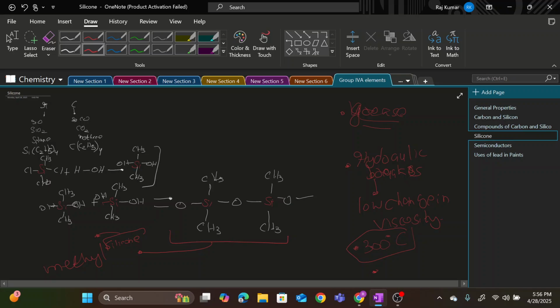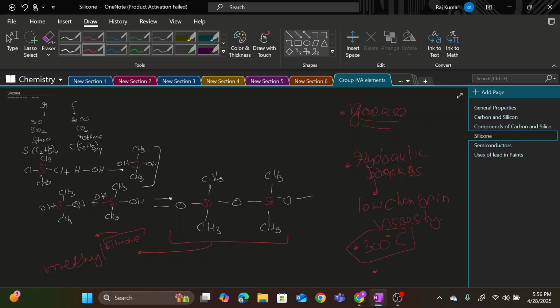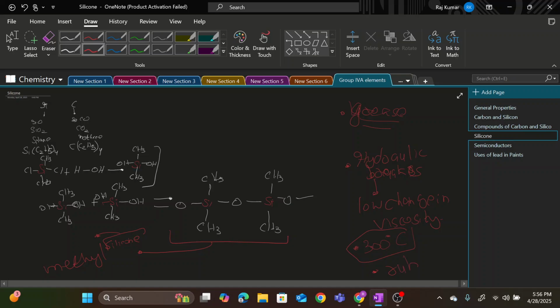And since it is having methyl chains at the end, we can extend that methyl chain by adding a longer hydrocarbon chain, due to which it can act as a synthetic rubber as well.